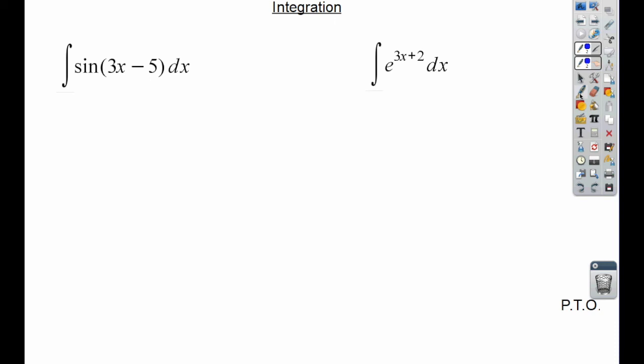So the first one is the integral of sine(3x − 5). Now, when you integrate something like sine u with respect to u, you should be aware that you get negative cosine u plus c. Okay. Now, if you replace that letter u with, for example, 3x − 5, it shouldn't surprise you that in your answer to the integral of sine(3x − 5), you should get something like negative cosine(3x − 5), and there will be a plus c, of course.